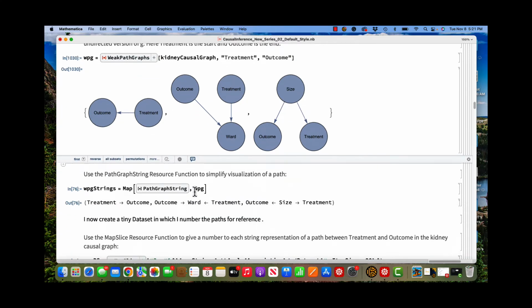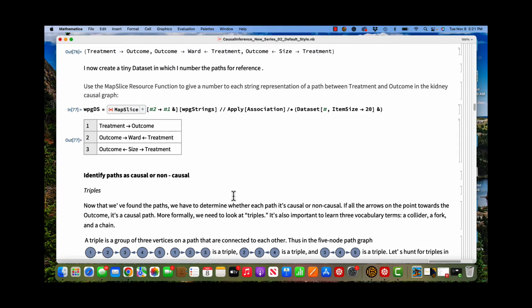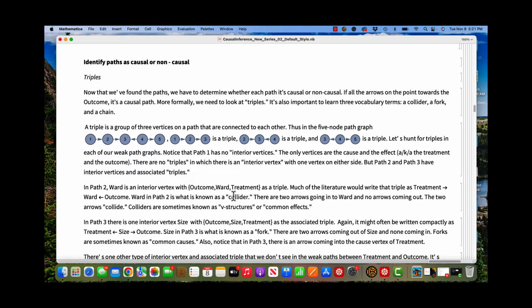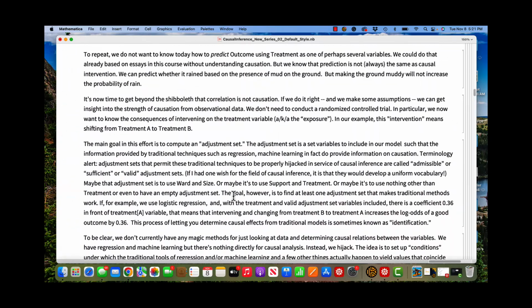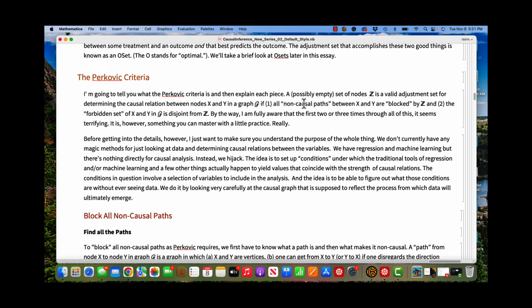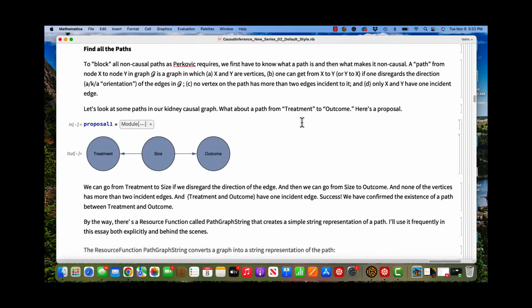And by the way, there's this thing, path graph string, which gives you a simpler, more concise representation of the paths. You'll often see diagrams like this in texts. All right, here's a database that has the paths. So now we know what all the paths are, and let's go back to our definition. Our definition is we have to see if all non-causal paths between x and y are blocked by z. So now we know what the paths are. Now we just have to figure out if they're causal or not.